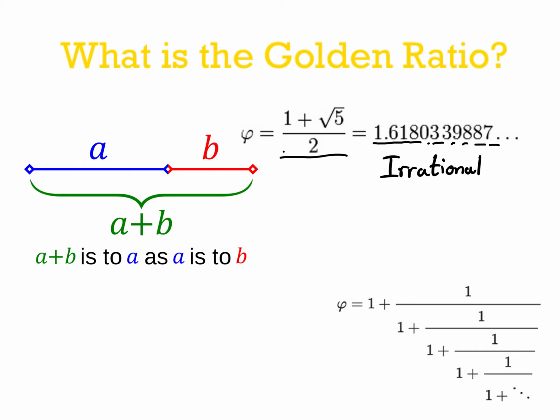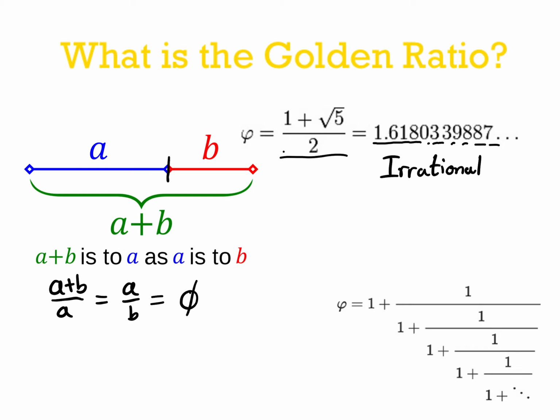Say we have a line segment divided into parts A and B. Now, let's make an equation. If A plus B is to A as A is to B, we have the golden ratio itself. There's only one possible number that fulfills this equation: A plus B over A is equal to A over B. And that number is phi. Now, we can take this rather simple equation and manipulate it a little bit to get something pretty beautiful.